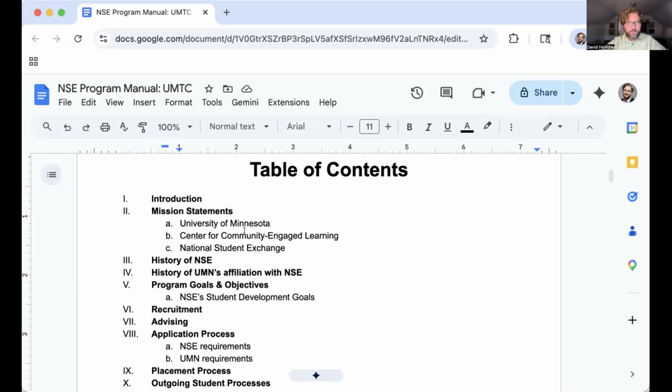And so, the Center for Community Engaged Learning, we are all about experiential education, mostly in a local setting here in the Twin Cities. But NSE really allows for this place-based education across the country, actually across North America. And then I'll also be, of course, identifying NSE's mission statements in this document as well.